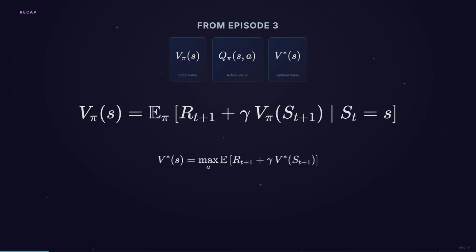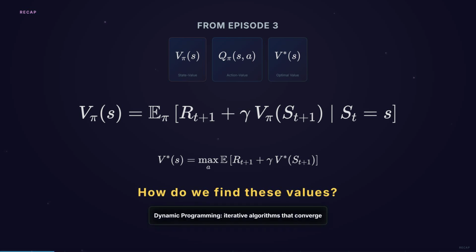The Bellman equations describe the relationships that the correct values must satisfy. But they don't tell us how to find those values. That's what dynamic programming does. It gives us iterative algorithms that compute values by repeatedly applying the Bellman equation until the answer converges.